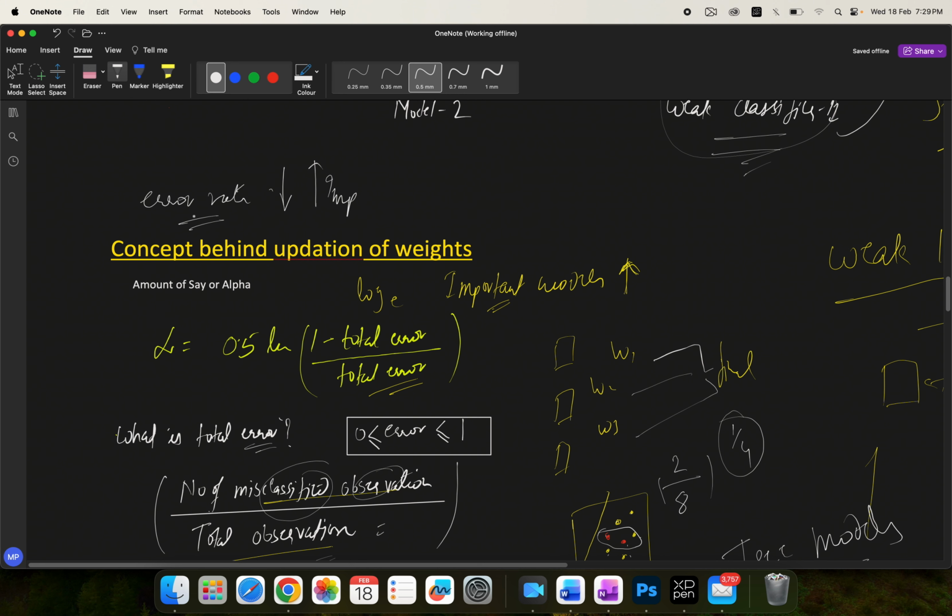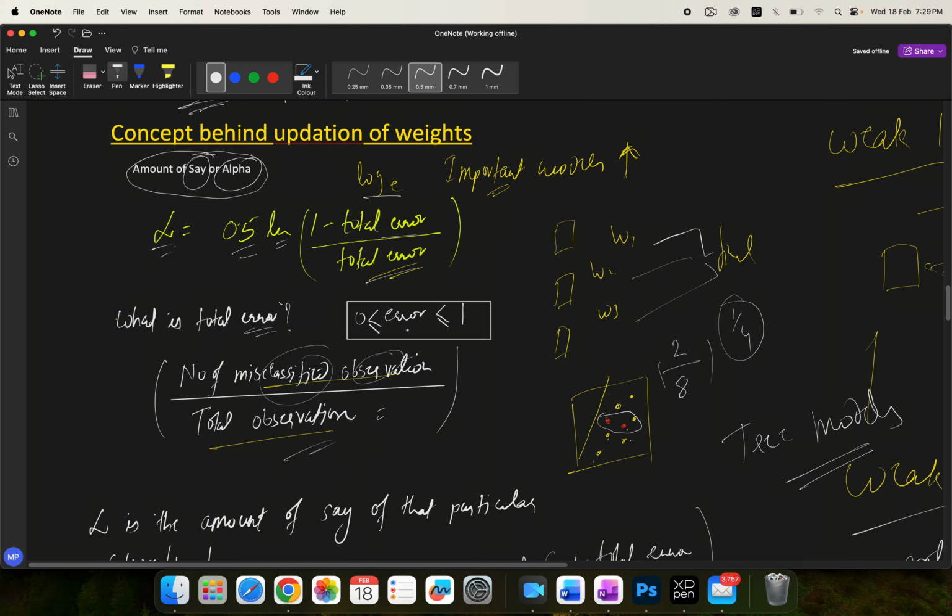Okay, so this is the error rate, and if the error rate is lesser, then the model will be given more importance. It means that the say of the model will be more, meaning alpha of the model is more. So what is alpha? Alpha we define as 0.5 ln, that's natural log, of (1 minus total error) divided by total error. So this is how we define the amount of say, or alpha, in the model. The limit of the error is from 0 to 1. And what is error?